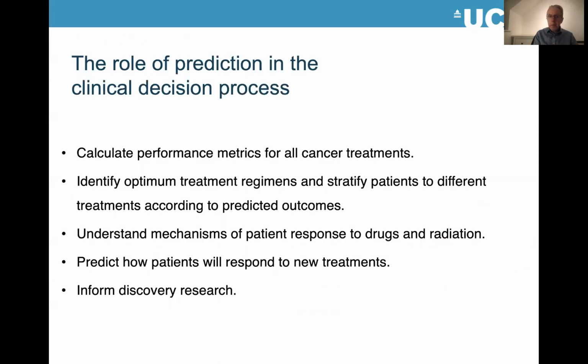So looking at predictive modelling, what role could it have in the clinical decision process? And there's many. I list a few of them here. For example, we can calculate performance metrics for cancer treatment, for example, survival or progression-free survival. We can start to stratify and even personalize treatment by categorizing the patients and understanding how well we think they will respond.